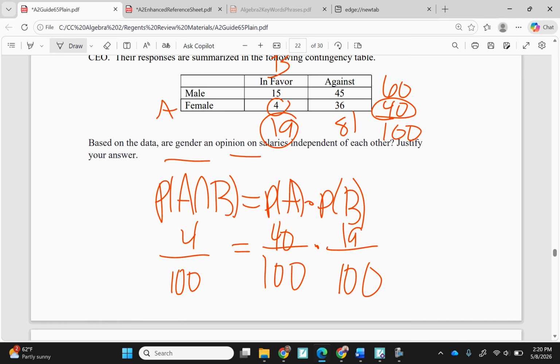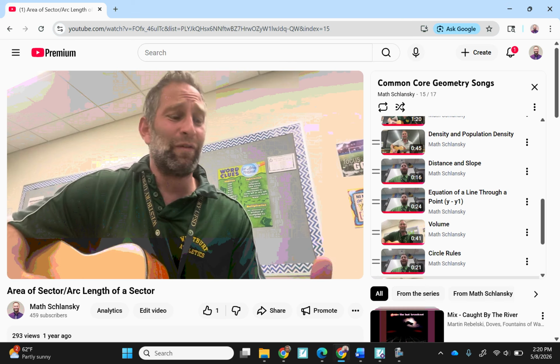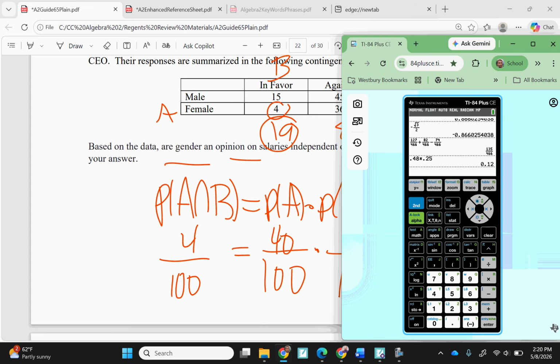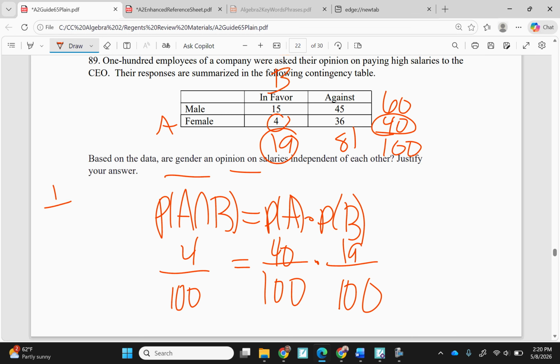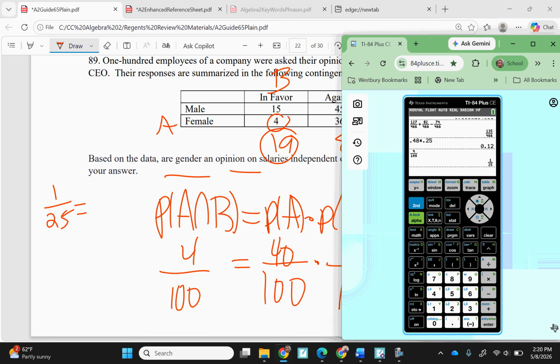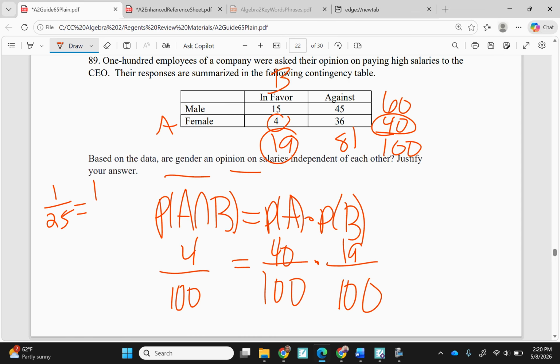So now I'm going to type the left-hand side in, I'm going to type the right-hand side in, and I'm going to see if they match. So I'm going to type in 4 over 100, because it'll automatically reduce everything. So I got 1 over 25. And then 40 over 100 times 19 over 100 is 19 over 250. Are they equal? No.